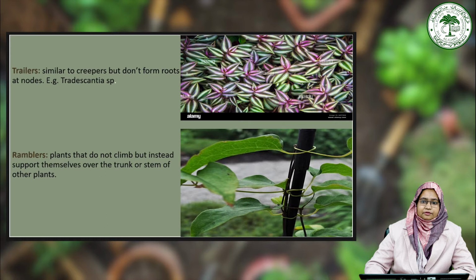Trailers are similar to creepers but do not form roots at nodes. Example, Tradescantia, as shown in the current pictures. And the next category, ramblers, are plants which fail to climb over but somehow support themselves over the trunk or stem of other plants, like shown in this current picture, which is Quercus indica.